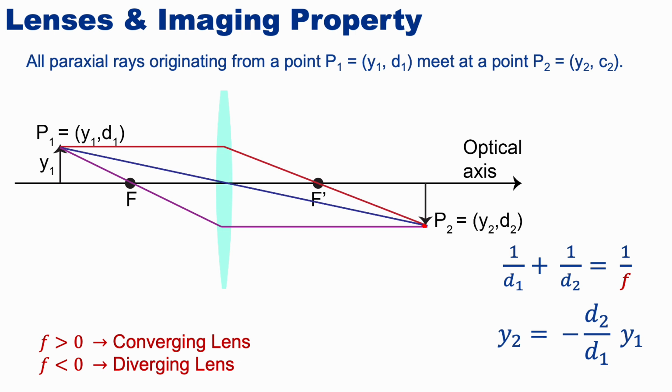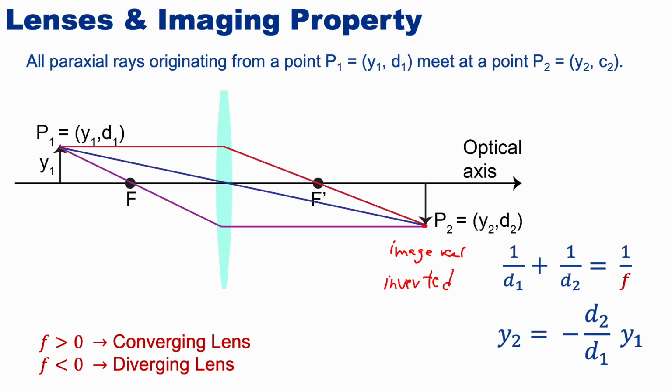And then you're gonna draw the arrow. If the arrow is pointing down, that means it's an inverted image. If it points straight up, it's an erect image. And because the point of convergence is on the right side of the lens, this image is gonna be real, and it's gonna be inverted.